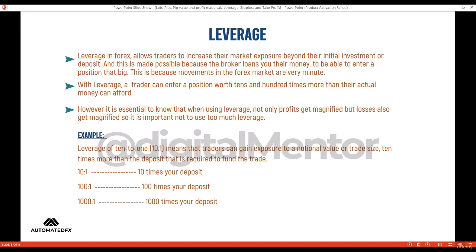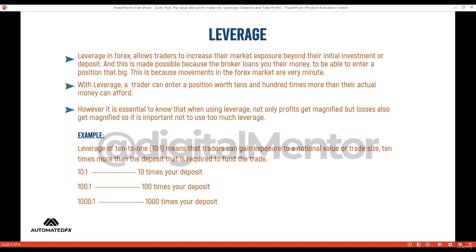So leverage enables us to buy or sell more than we can actually afford, so as to be able to make substantial profits. With leverage, a trader can enter a position worth 10 times or 100 times or even 1,000 times more than their actual money can afford, and no other financial market gives that level of leverage. However, it is essential to know that when using leverage, not only are profits magnified, but losses can get magnified too. So it's important not to use too much leverage.